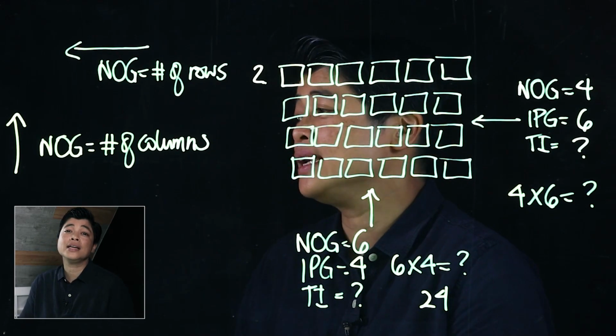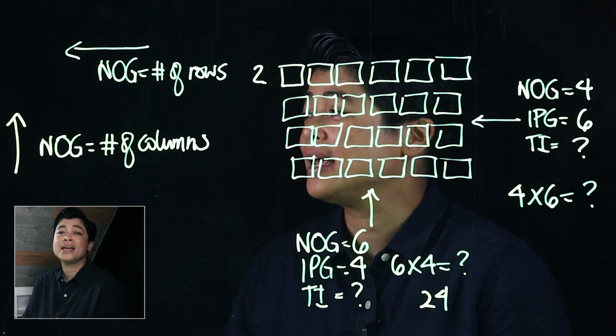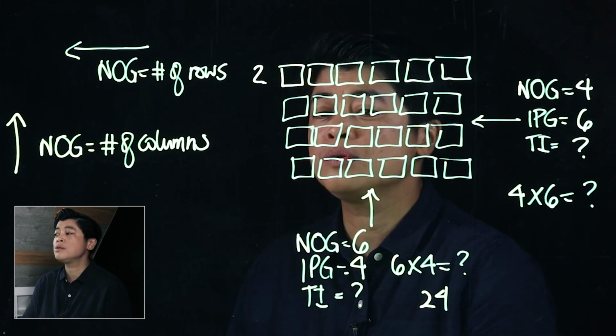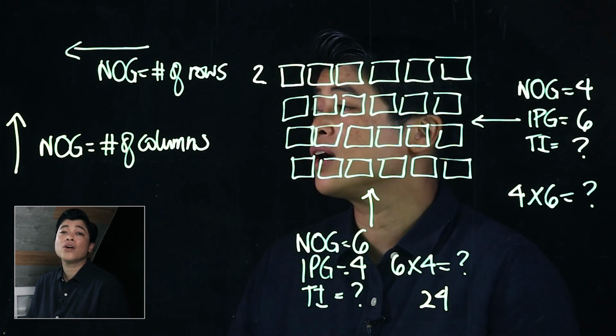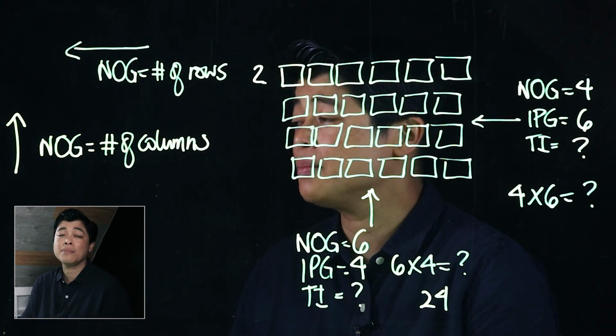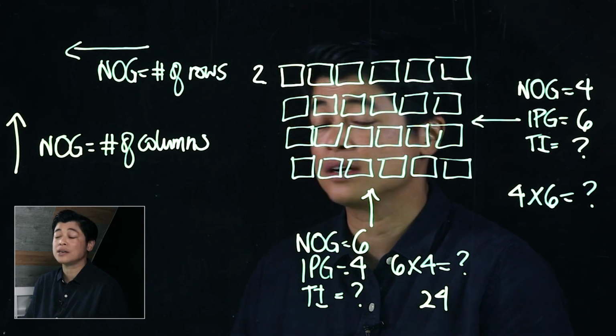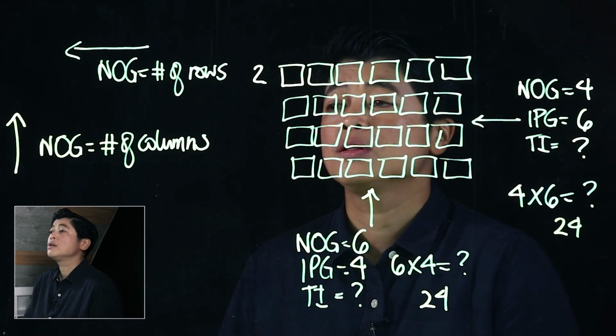So the lesson is about multiplying in any order. So whether you do 6 times 4 or 4 times 6, it's the same product, the same answer. Both will yield 24. That concludes lesson 3 of chapter 7.